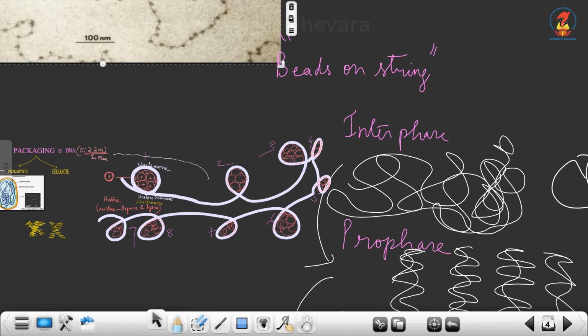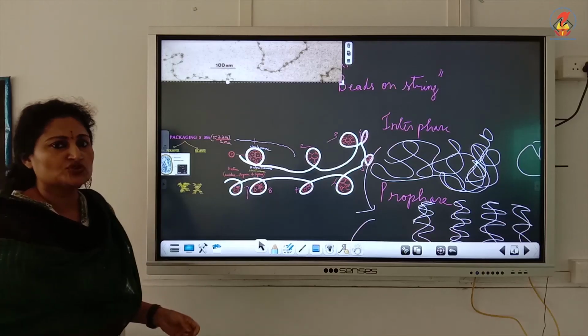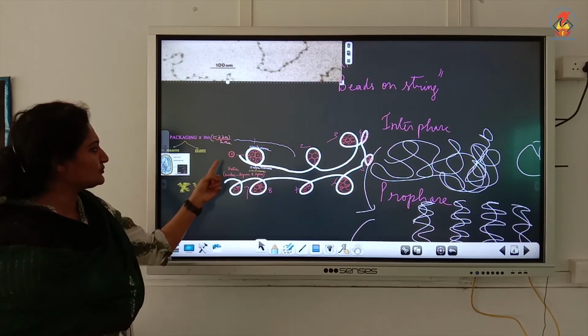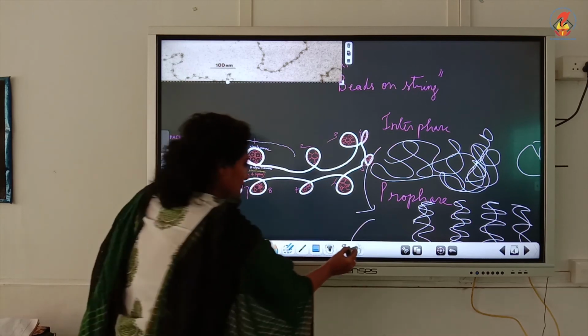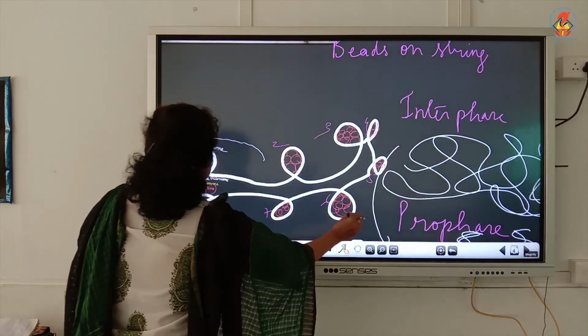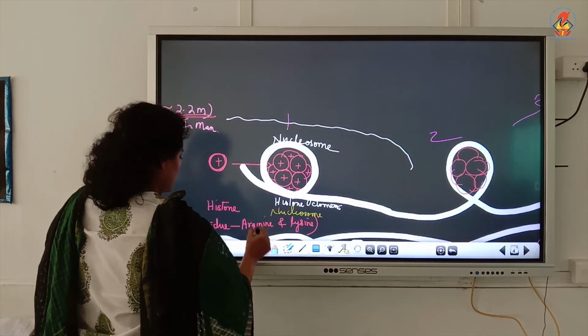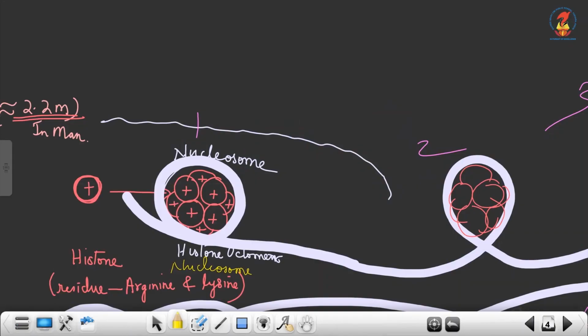Once again, the DNA is very long, about 2.2 meters. How is it accommodated in the nucleus? First, you must talk about the positively charged protein called histone. I am zooming in on the structure, a recap of what we dealt with. So, this is the histone. It is positively charged because of the presence of residues of arginine and lysine.